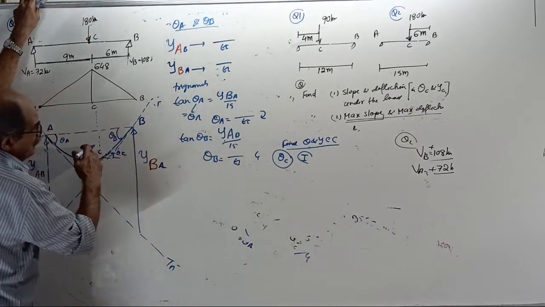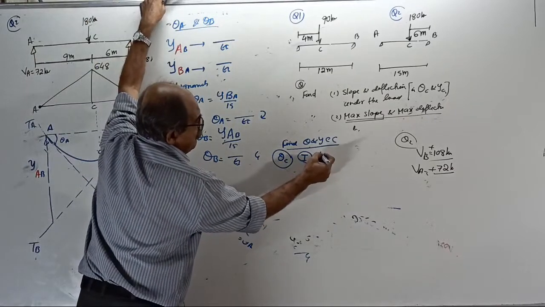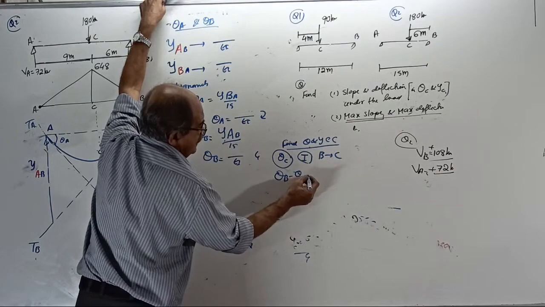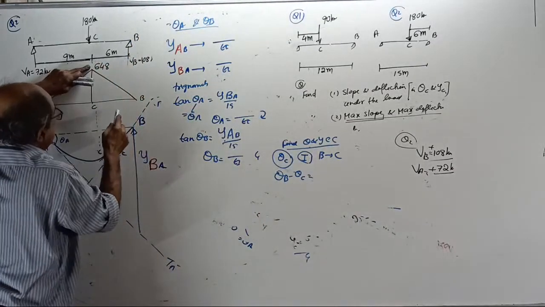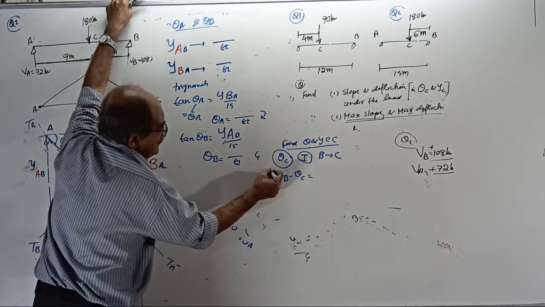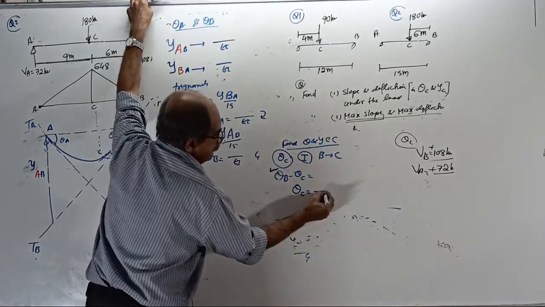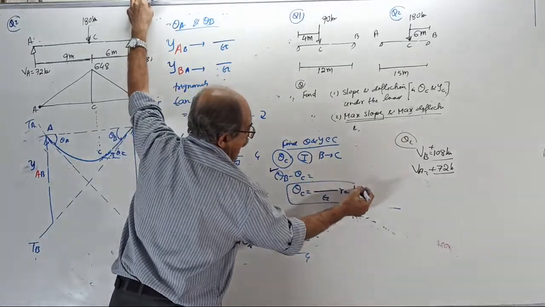See, the elastic curve is this side now. Apply the first theorem from B to C. Then theta B minus theta C equals the area of the BM by EI diagram between B and C. This triangle, theta B is already known. Get the value of theta C. Something by EI, radian will come. It will come anti-clockwise now.